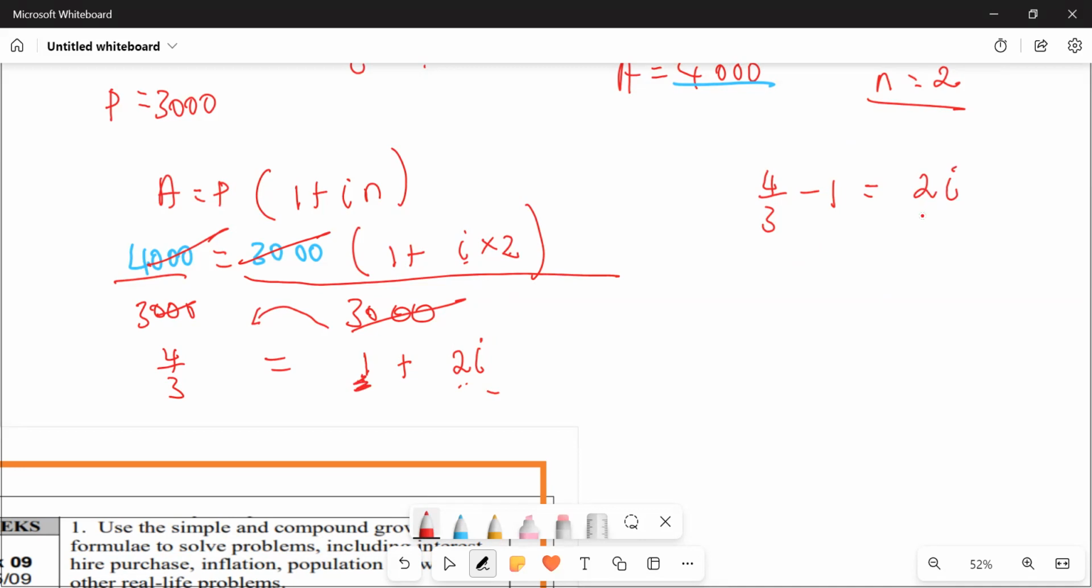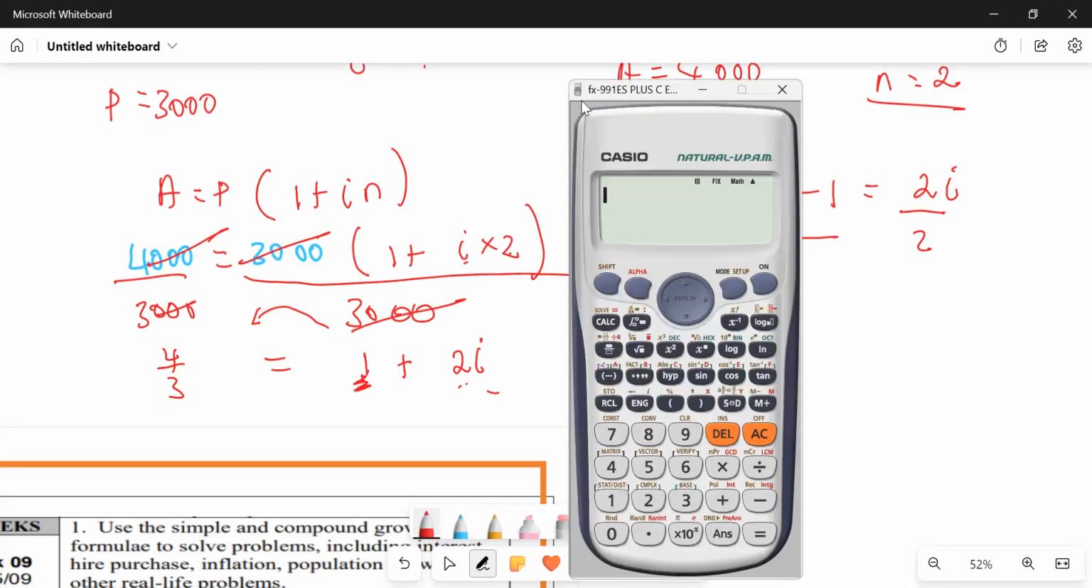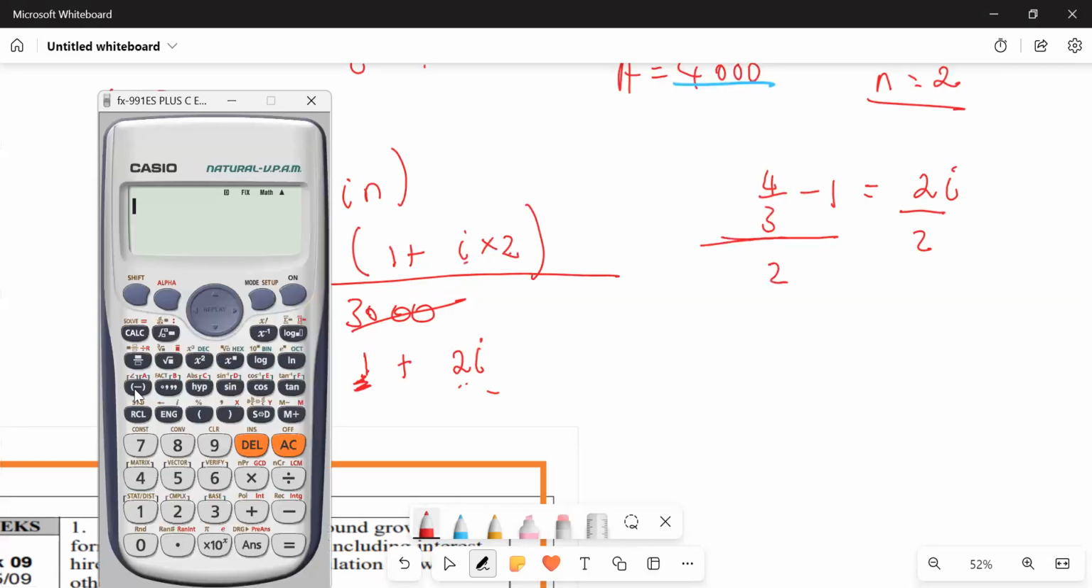And then from there onwards, you're looking for I. You have 2I. What will you do from here? You will divide by 2, and you also divide by 2 on the other side. And again, guys, I'm not going to simplify this until I get to the final answer. I'm dealing with money here. So I'm going to have 4 over 3 minus 1 over 2, and then it gives me 1 over 6.